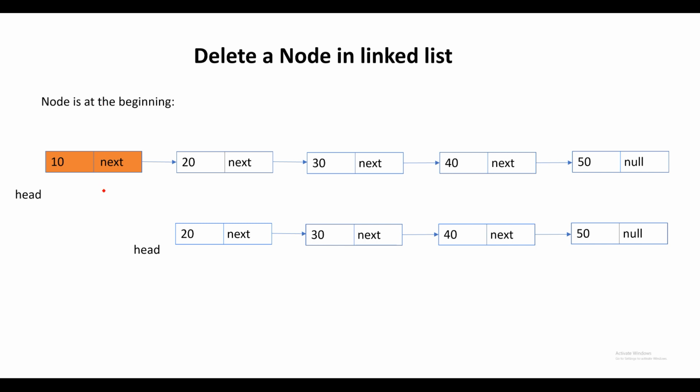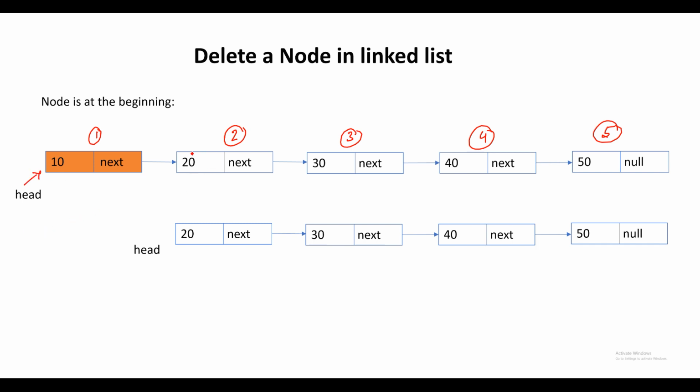So just assume that we have been given one linked list having 5 nodes in it. So this is the first node, this is the second node, this is the third node, this is fourth, and this is fifth. And our head is pointing to this node.